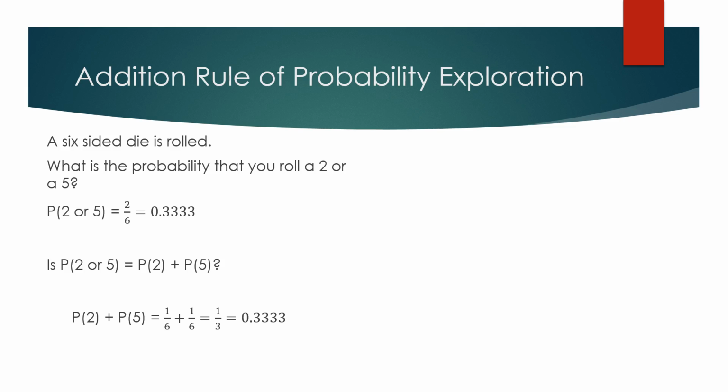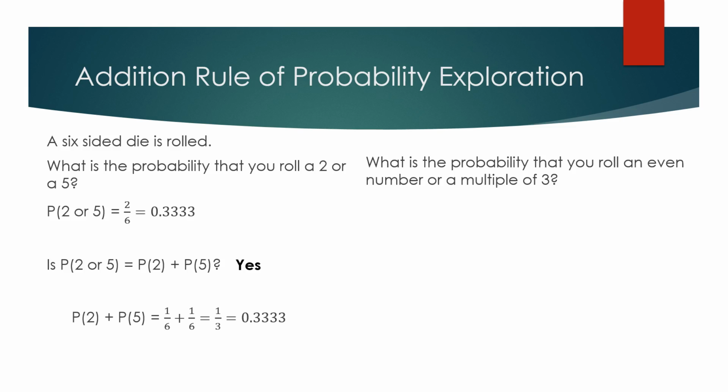So now let's answer our question here. Is the probability of 2 or 5 equal to the probability of 2 plus the probability of 5? And in this case, that is a yes. But I'm going to pose a side question here.